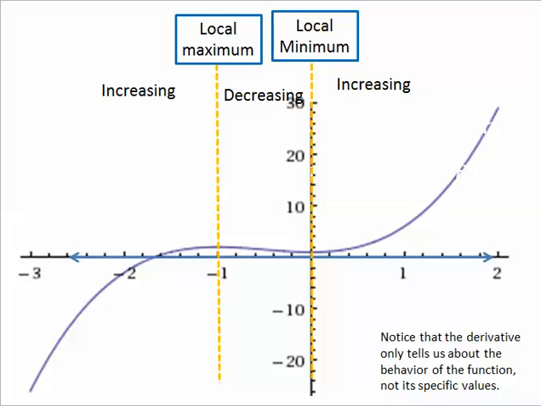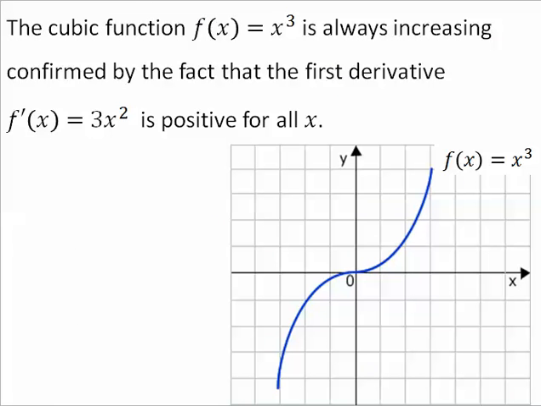Notice that the derivative only tells us about the behavior of the function, not its specific values. It doesn't tell us whether the function is positive or negative, or where it's located. It only tells us where the function is increasing, where it's decreasing, where it has a local max, where it has a local min. Notice that this cubic function is always increasing, and this is confirmed by the fact that the first derivative is always positive for all values of x.